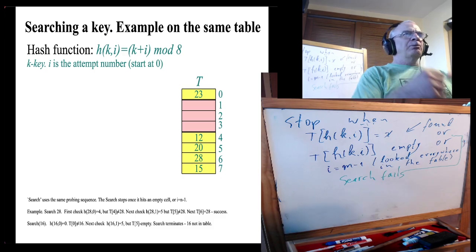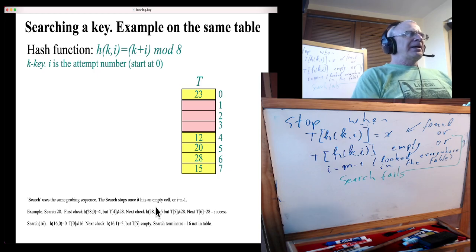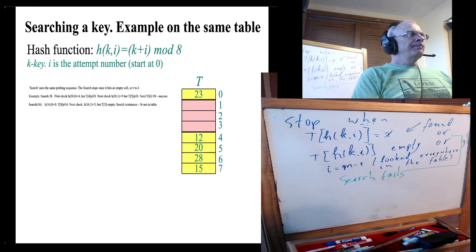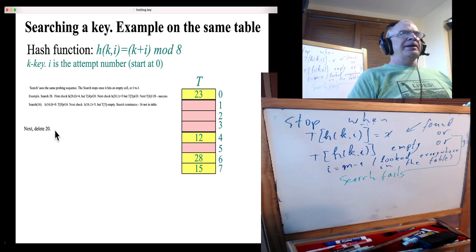Very simple. How could I do deletion in an array? I'm going to delete a key. I want to delete a key. I want to delete 20.